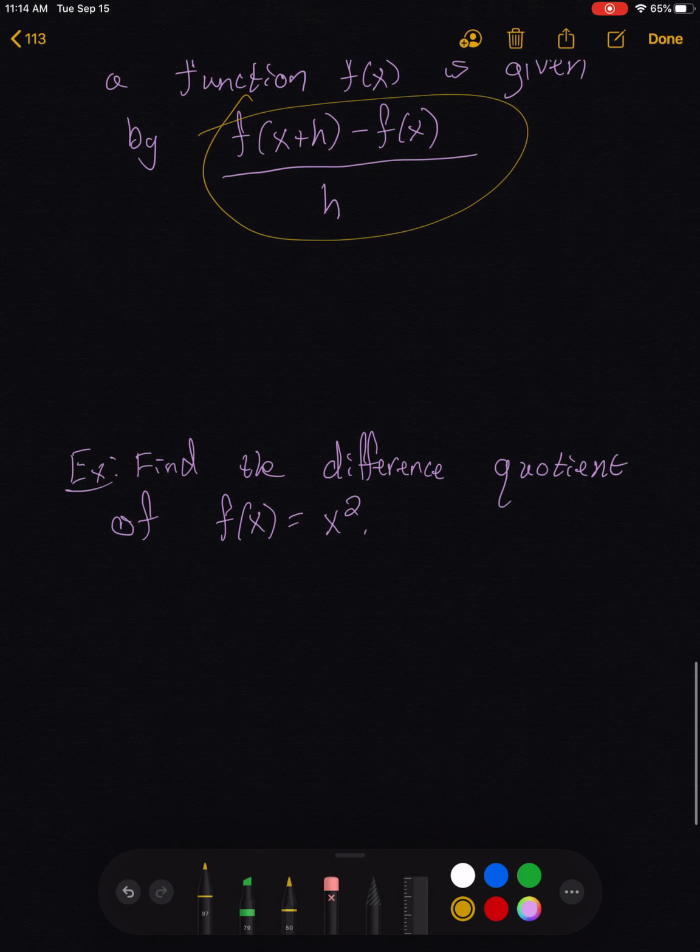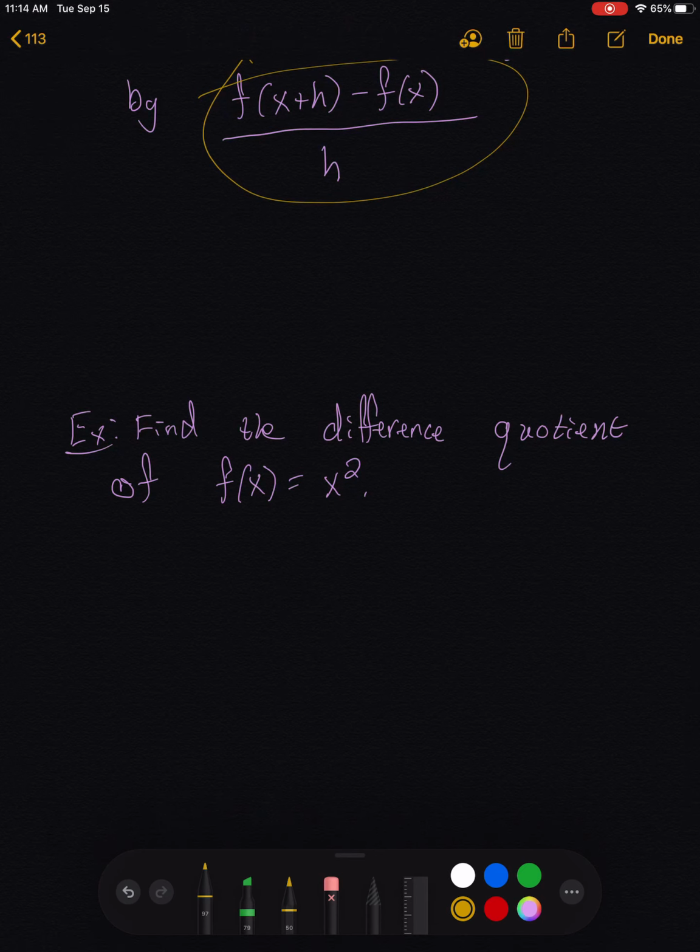Suppose we wanted to find the difference quotient of f of x is equal to x squared. And again, in general, this is f of x plus h minus f of x, over h. So f of x plus h in this case, we're replacing the x with x plus h, so instead of x squared, we'd have (x plus h) squared, minus f of x, which was just x squared. Again, this is over h.